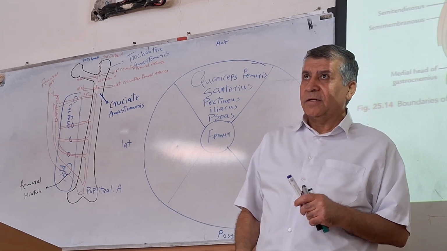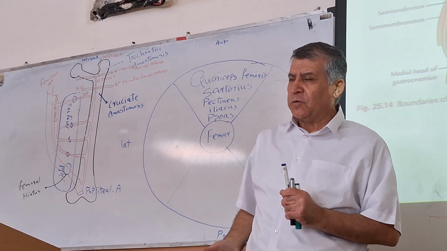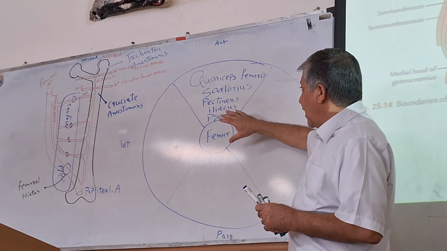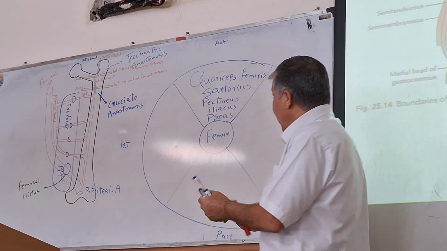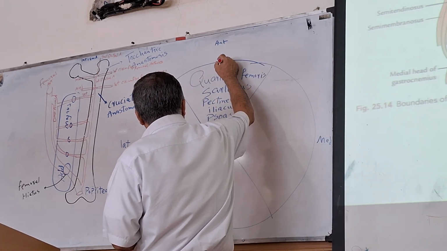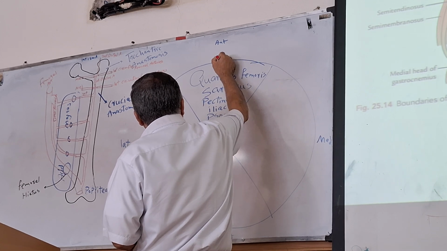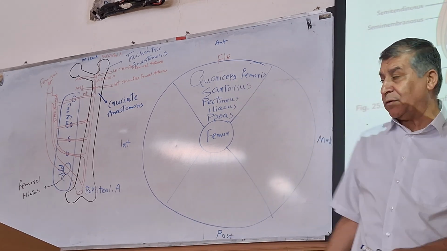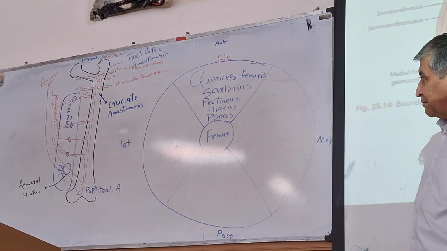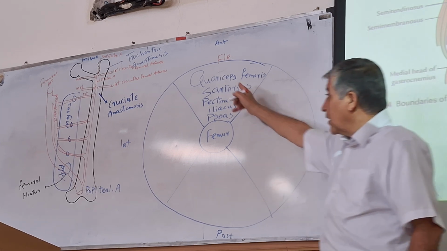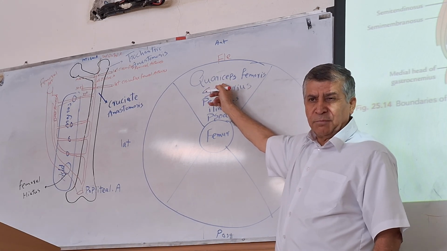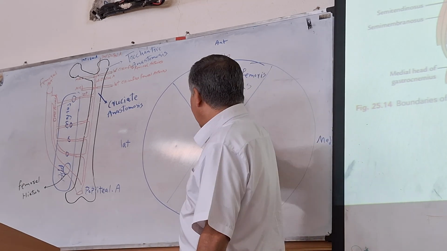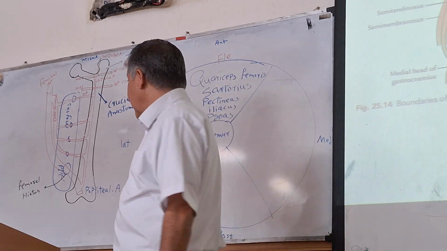These are iliopsoas, pectineus, okay? All of them are flexors of the hip joint: psoas, iliacus, pectineus, sartorius. Which part of the quadriceps? The rectus head of the quadriceps.